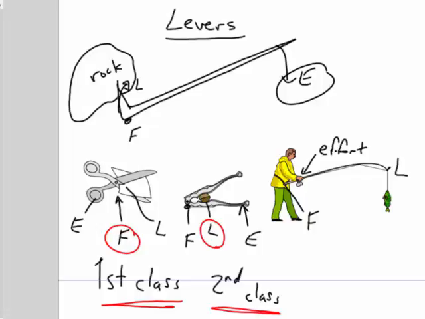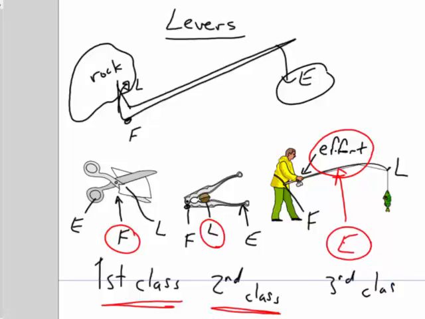And so in the middle there this time, you've actually got the effort. So the effort's in the middle. If I think of it, I kind of think of it as flea. The three classes there. The first class has the fulcrum in the middle, second class has the load in the middle, and the effort is the third class one, so it's actually flea. F-L-E, it's actually flea. And that's how you remember them.